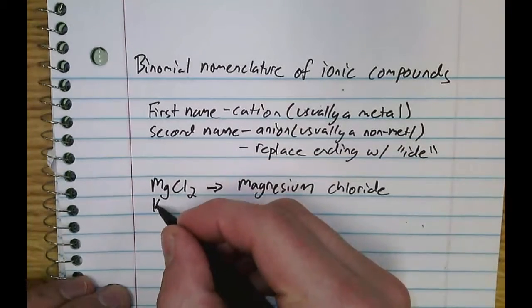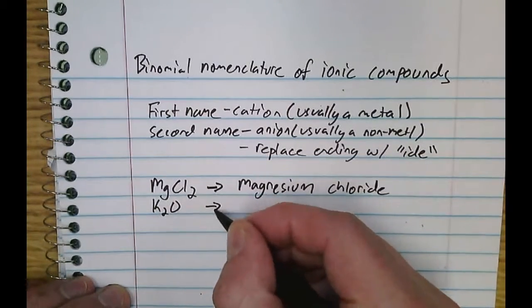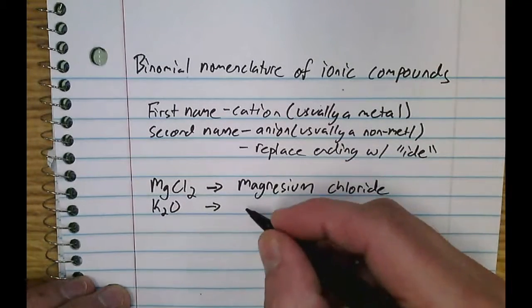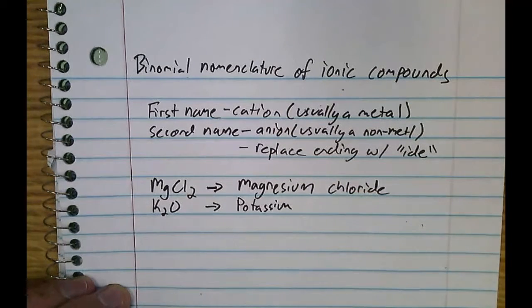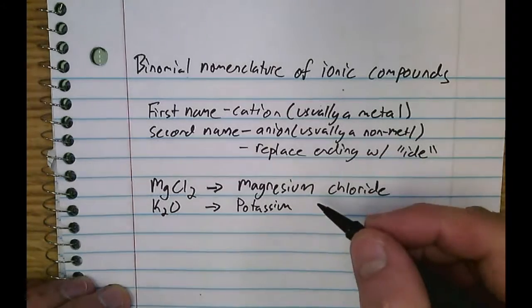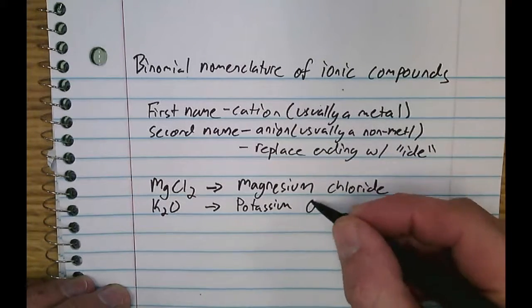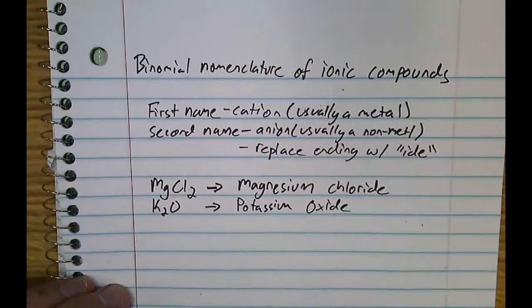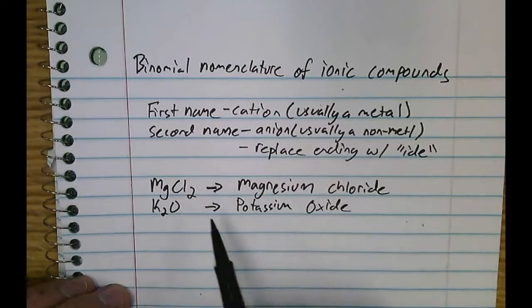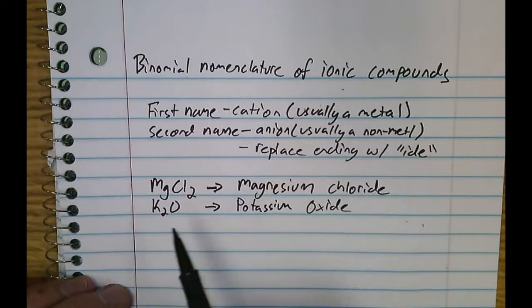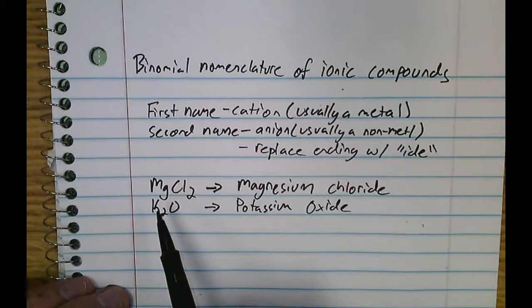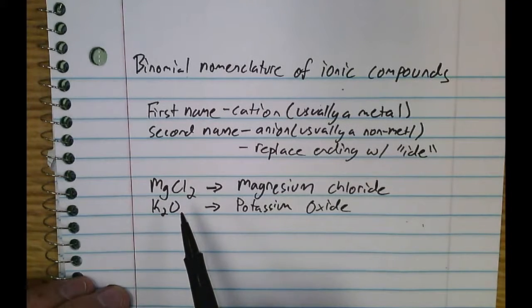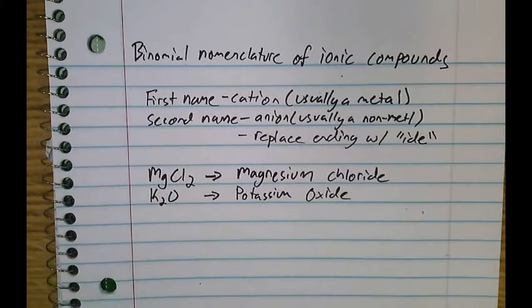So another example is K2O. This is going to be K, so I say potassium. Okay, and then I will also say the O, which is oxygen, but again, I'm going to replace the ending with "ide." So it'll be oxide. Notice on these metals I don't use a Roman numeral and I don't use any prefixes whatsoever. I literally just say what is the first thing and then what is the second thing and have it end with "ide."